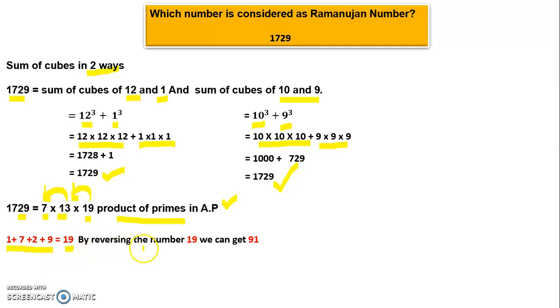And if you add the digits in 1729, you get 19. If you reverse the digits of 19, you get 91. If you multiply 19 and 91, you get 1729. That is the importance of 1729. Many important points are there. When you are entering the higher standards, the higher standard applications, you may learn about that.